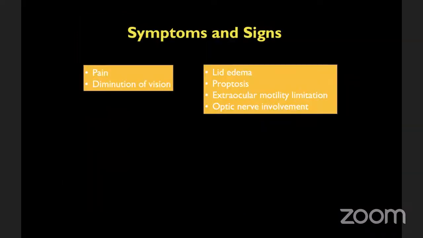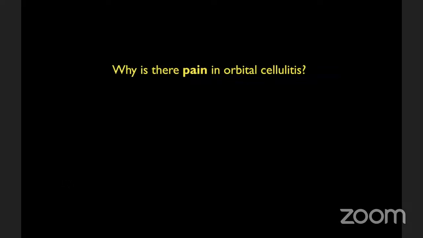So like I said, signs would be pain and diminution of vision. And the symptoms and the signs, we would say lid edema, proptosis, motility restriction, and optic nerve involvement based on the severity of the condition. So let us try to understand why each of these things is happening in a case of orbital cellulitis before going into actually defining what orbital cellulitis is.